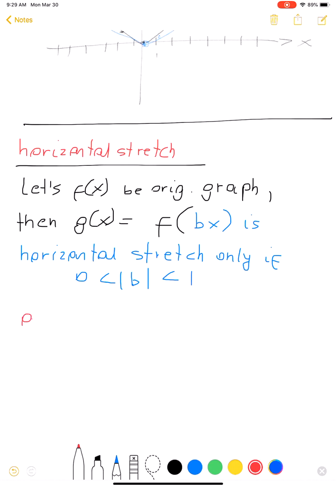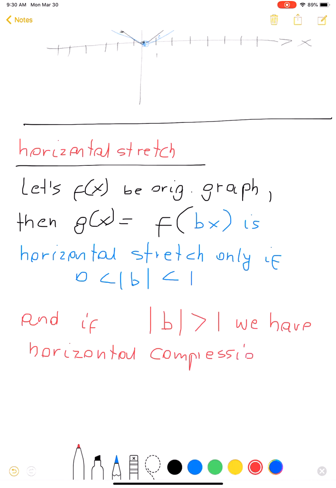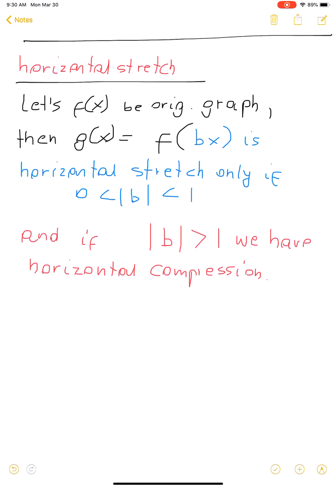and in red, and if the absolute value of b is greater than 1, we have horizontal compression. So we have to get used to it.